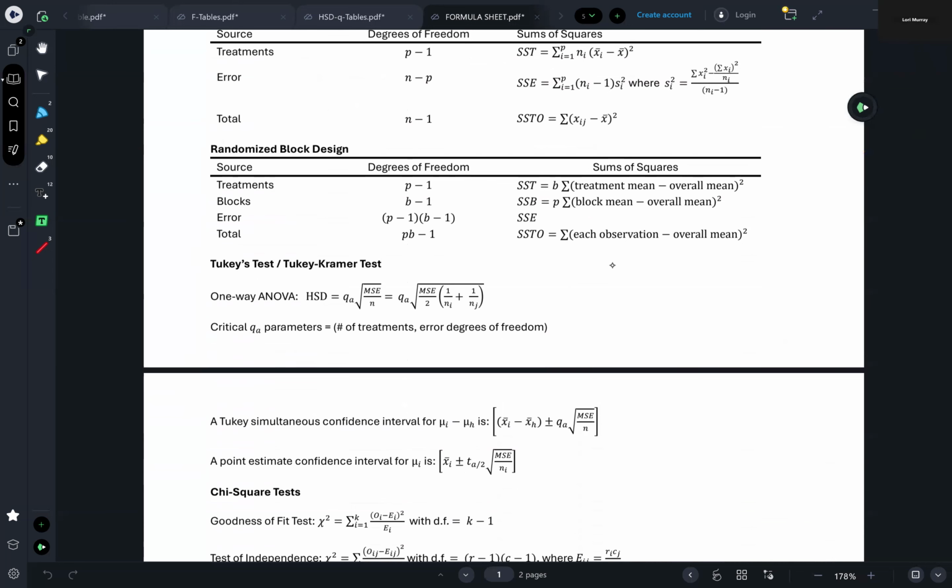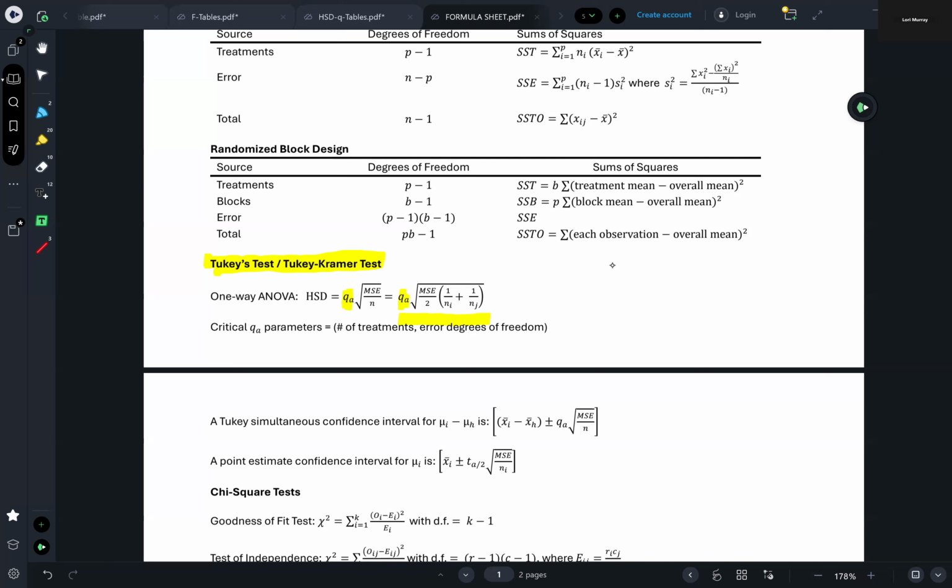All right, so we have the Tukey test or the Tukey-Kramer test. So for one way ANOVA, the HSD is equal to that Q. So that's the critical value Q that we need. We can calculate it this way. That's when all of the columns have the same length, if they're all equal, or you can use this part of the formula, which means they're different.